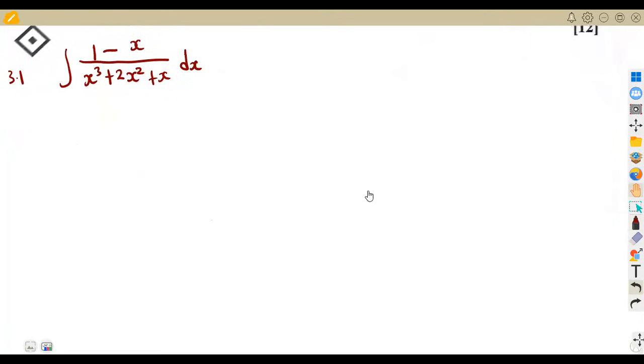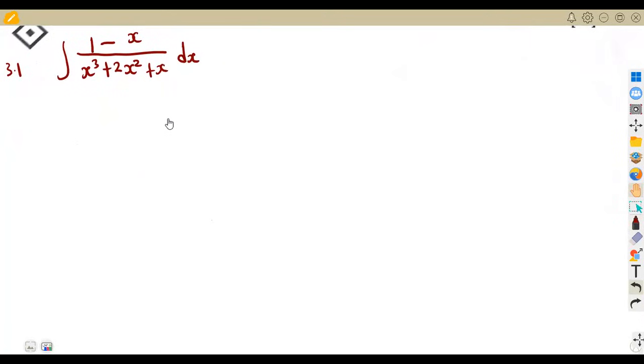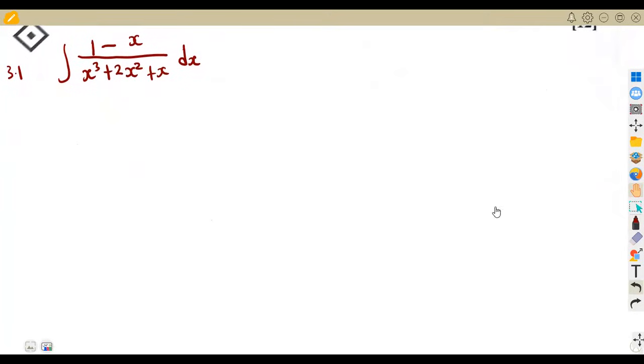So these are partial fractions, guys. We are supposed to express as partial fractions. The first thing is that you are supposed to always check: can I factorize the denominator? Instead of having the integral, let us just focus on the partial fraction on its own. This is 1 minus x, everything over x cubed plus 2x squared plus x.